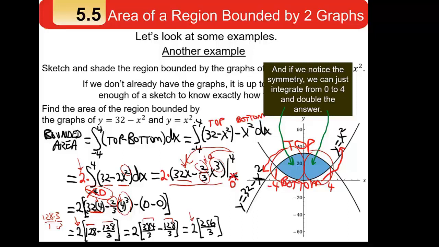384 thirds minus 128 thirds is 256 thirds. And then when you multiply by 2, you'll end up with 512 thirds. And again, unless you're told to approximate, they want the exact area, which means you don't need to be rounding things off to a certain number of decimal places. You need to stick with the exact answer.